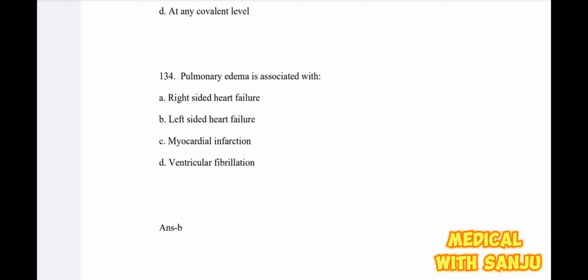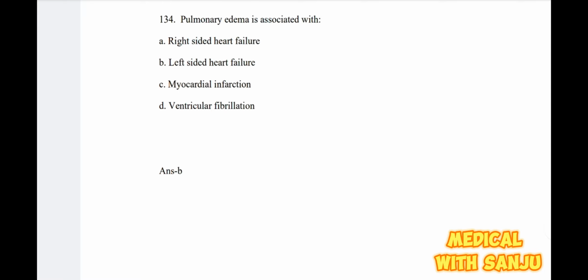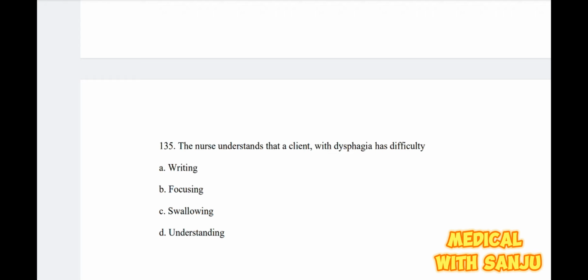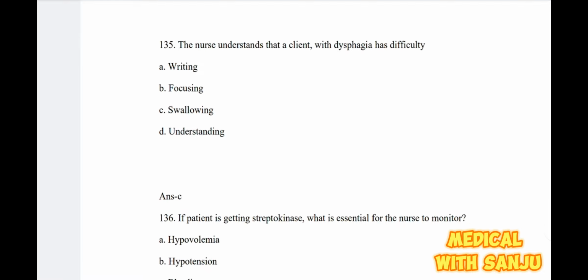The right answer is option B, left sided heart failure. Question number 135. The nurse understands that a client with dysphagia has difficulty: option A writing, option B focusing, option C swallowing, and option D understanding. Dysphagia means swallowing. Option C is right answer.